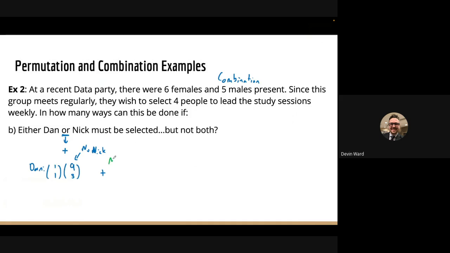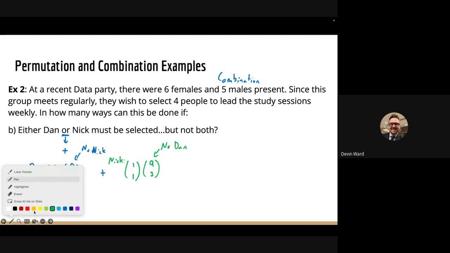When we have Nick, that would be, again, 1 choose 1 because we have one Nick to pick from. Nick already got picked, so that lowers us down to 10 people. And we can't have Dan as well. So we're down to 9 potential people that we can choose 3 from. So it's 9 because no Dan, and Nick is already picked.